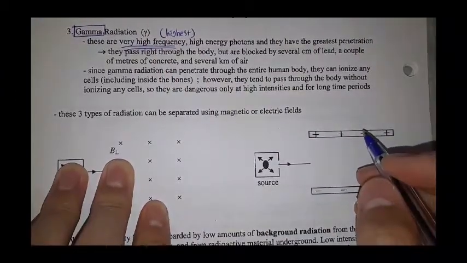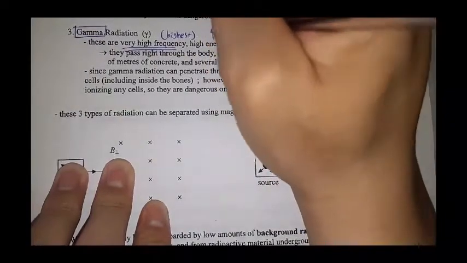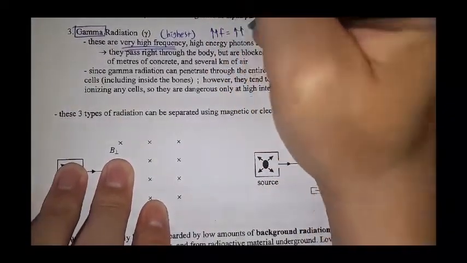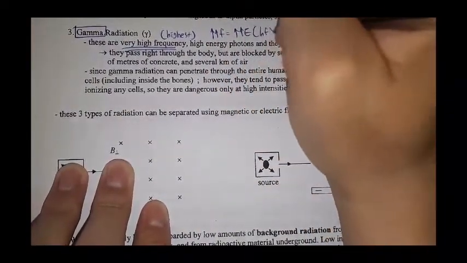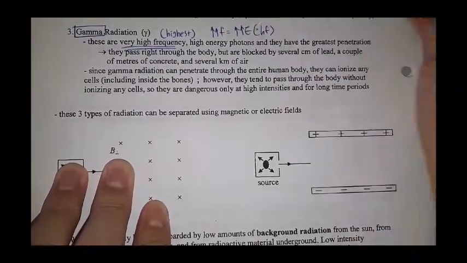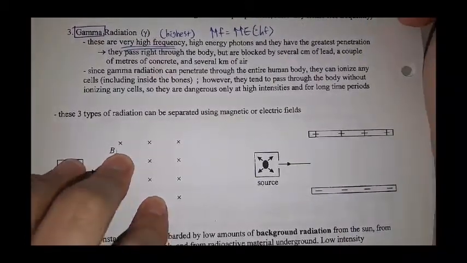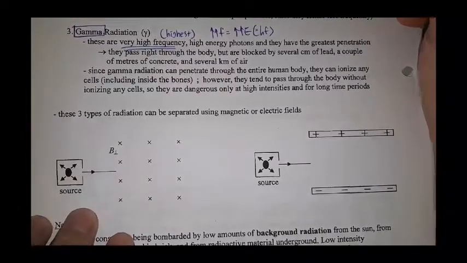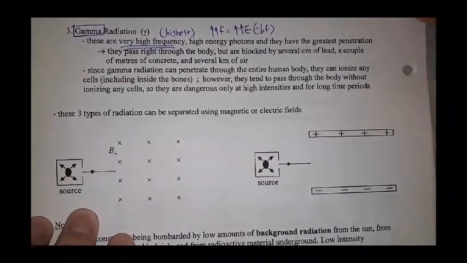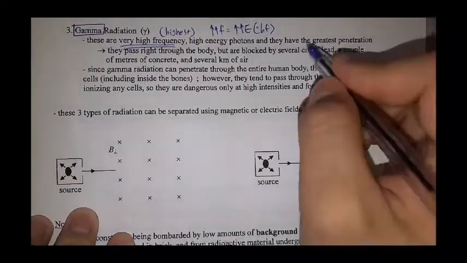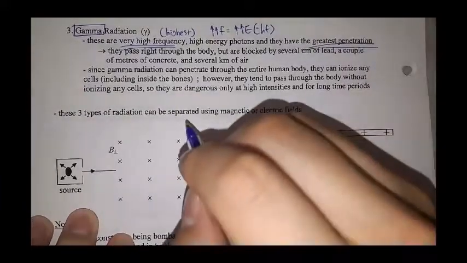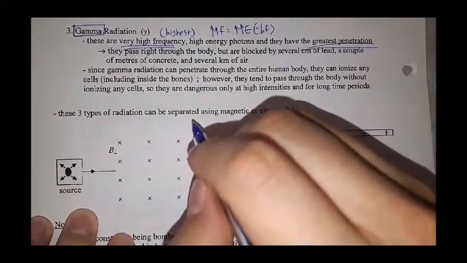If you have very high frequency, that means it's high energy because the formula is E = hf, and h is basically the Planck constant. It is a high energy photon and has the greatest penetration ability. There is one metal that actually blocks them, which is lead.